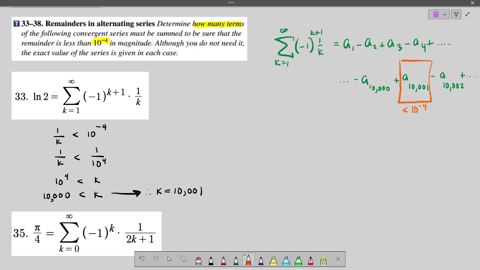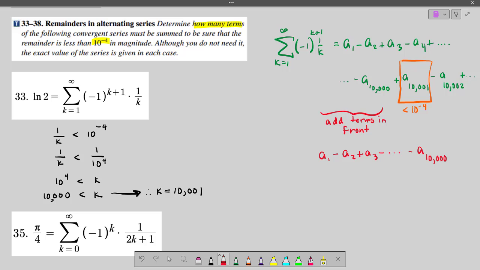So that means if we add everything in front of that, we will have a partial sum that's within 10 to the negative 4 of the actual sum. In this case, natural log of 2. So we have to add everything in front. So we're going to add terms in front. So what we are going to add is a sub 1 through that one, a sub 10,000.